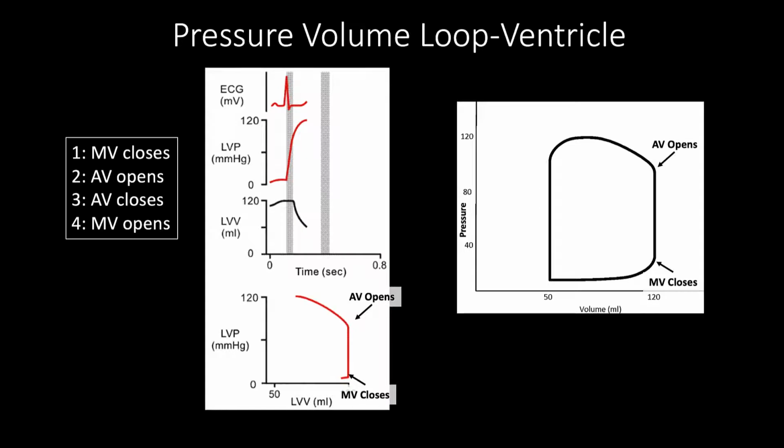Systole ends when the aortic valve closes right at the beginning of isovolumetric relaxation. And at the end of isovolumetric relaxation, you have the mitral valve open, which is the beginning of the diastolic filling. And again, you've completed the whole left ventricle cardiac cycle.